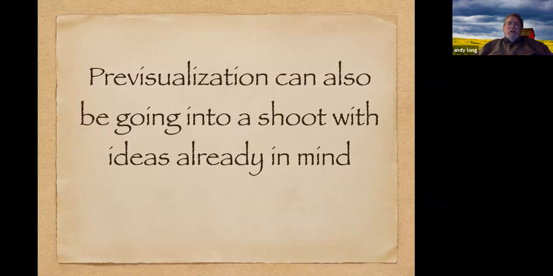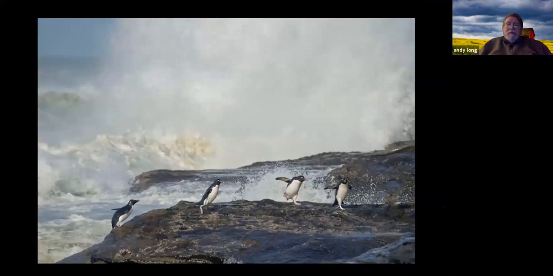Previsualization can also be going into a shoot with ideas already in mind. In the Falklands, one of the islands, Saunders Island, you hope there's a roaring sea one of your days there, so that you've got waves crashing all over the place and the rockhoppers coming up out of the water, out of that turbulence. You see how mean that sea is. And you know, okay, we've got nasty weather today. I'm going down there and parking it today because this is a shot going in you know you want to get. And then later that evening, no, this was a different year.